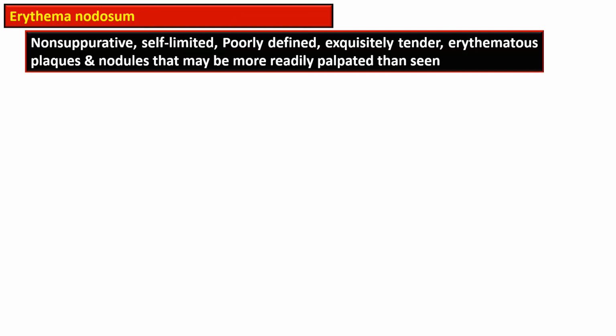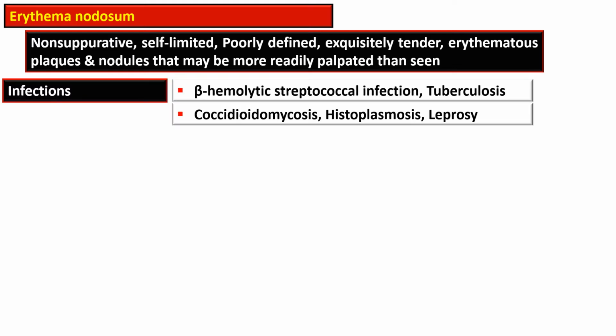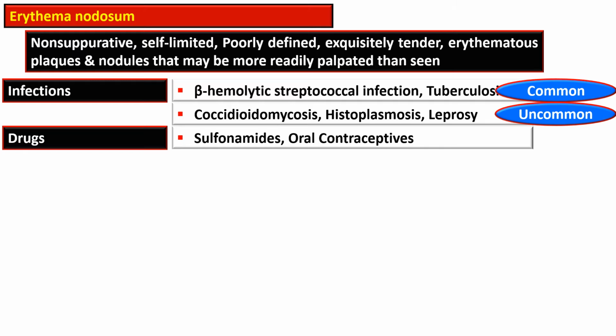Erythema nodosum is a non-suppurative, self-limited, poorly defined, exquisitely tender erythematous plaque and nodule that may be more readily palpated than seen. It can be due to infections such as beta-hemolytic streptococcal infection, tuberculosis, coccidioidomycosis, histoplasmosis, or leprosy. The streptococci and tuberculosis are common, while leprosy, histoplasmosis, and coccidioidomycosis infections are uncommon.